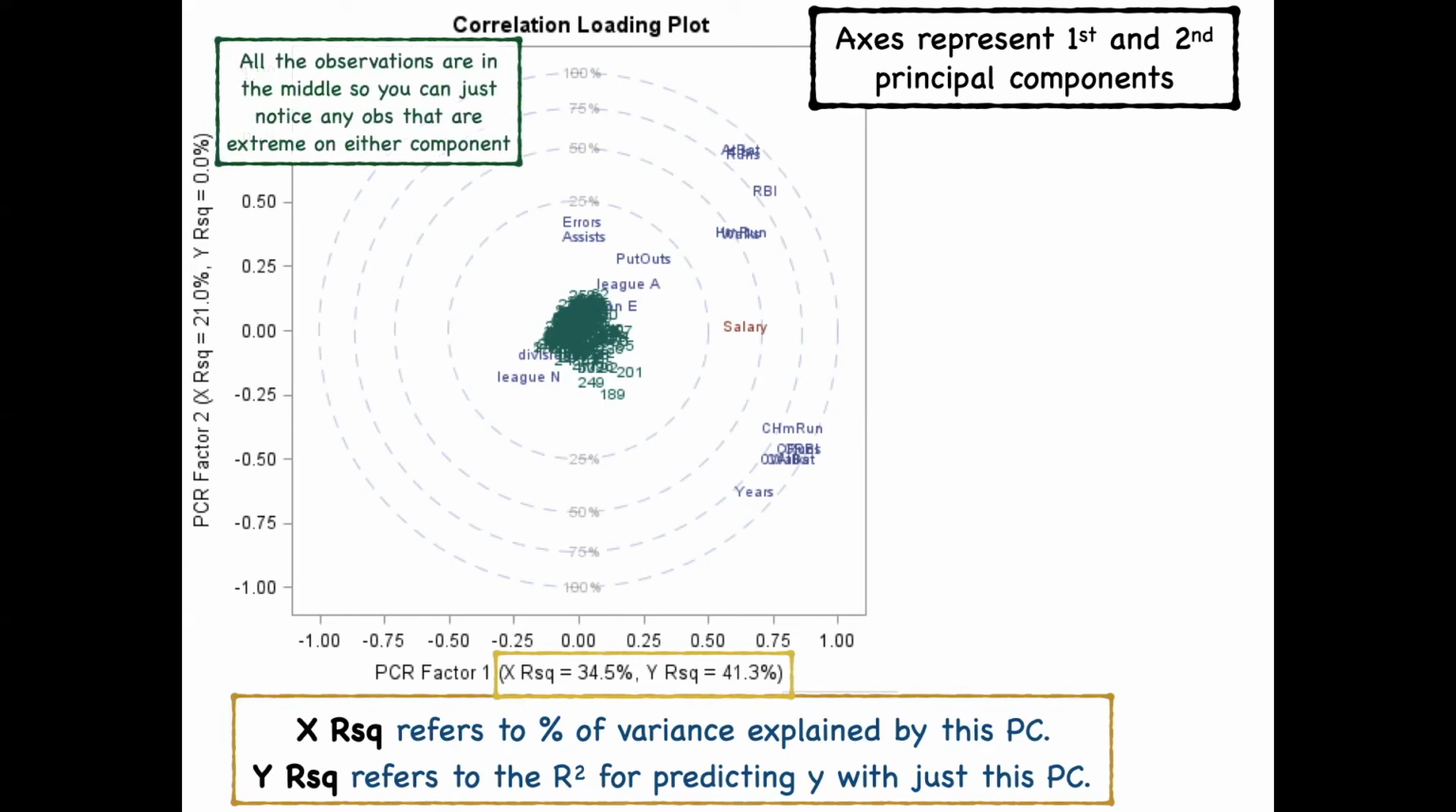All the observations are here in the middle, so you can just notice any observations that are extreme on either component. And so there are only 3 here that seem to separate away from the data enough even to read their labels, but nothing looks too extreme.